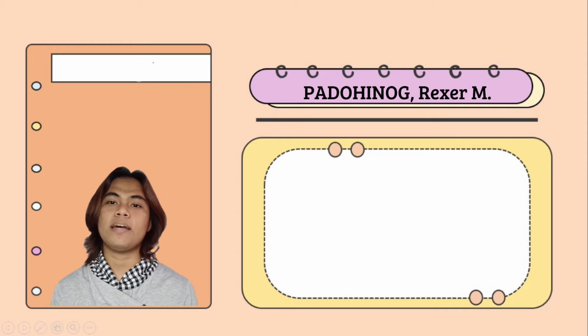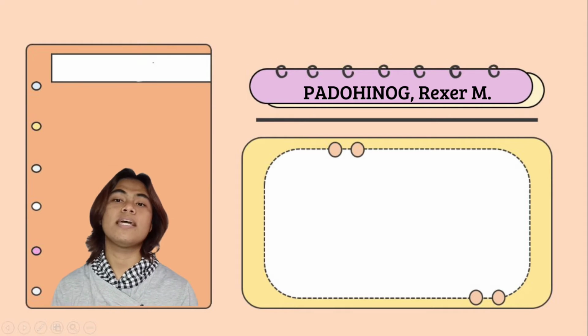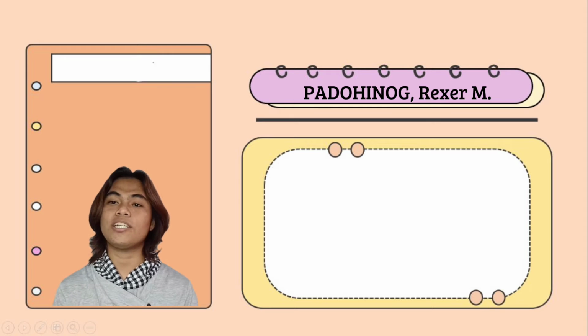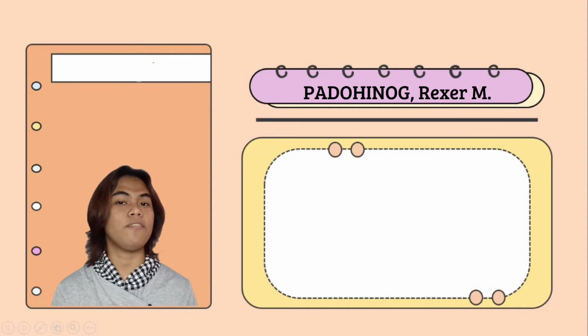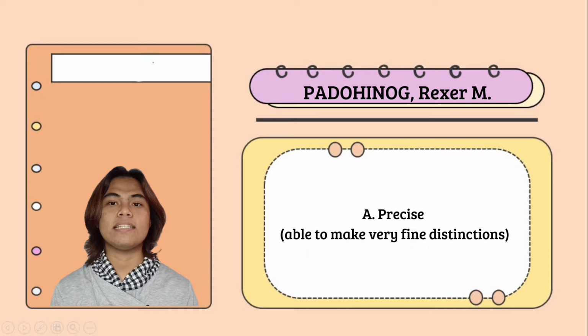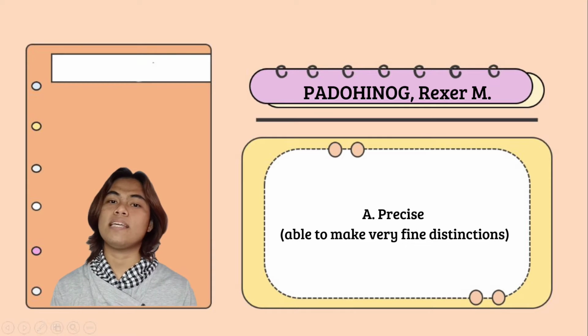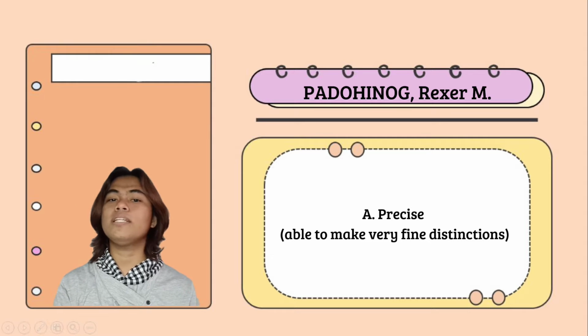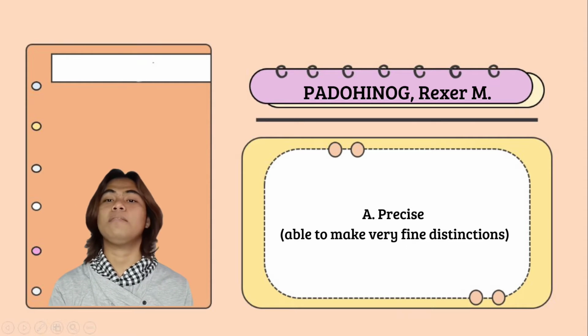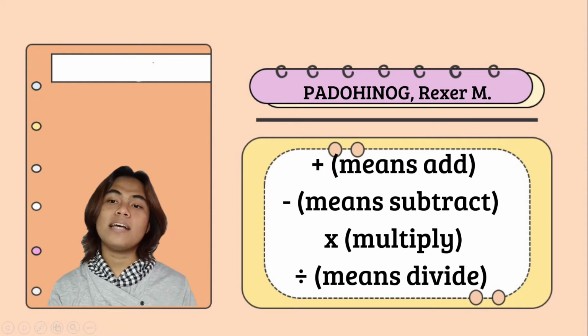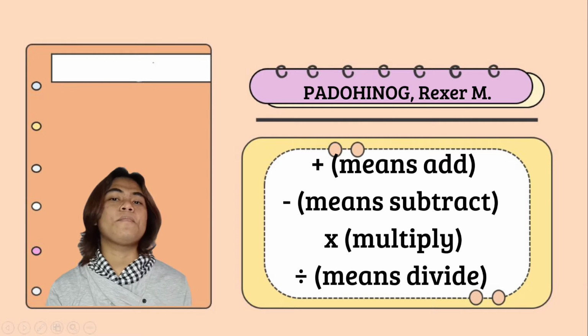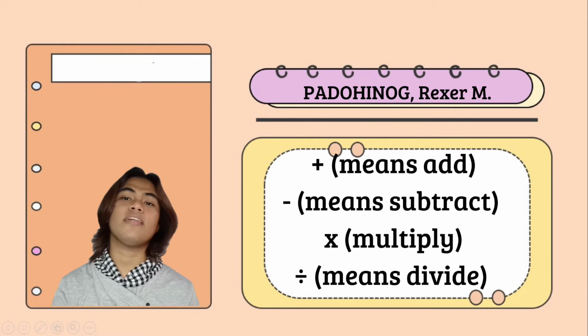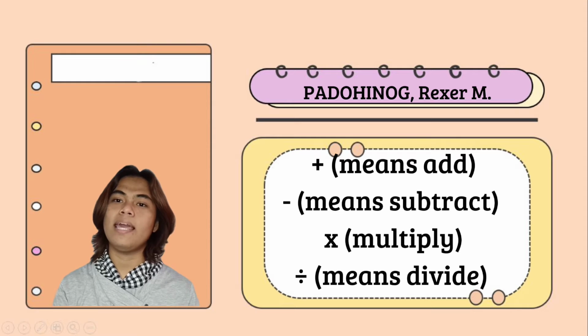The language of mathematics, according to Wikipedia, makes it easy to express the kinds of things that mathematicians like to do, and it is characterized by the following. First, precise: able to make very fine distinctions. Example, the use of a mathematical symbol is only done based on its meaning and purpose, like the plus sign means add, the minus sign means subtract, the x sign means multiply, and this sign means divide.